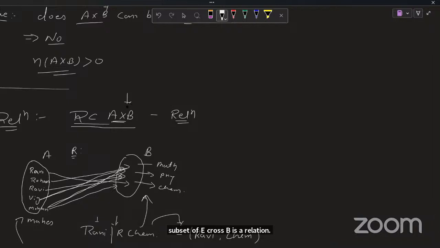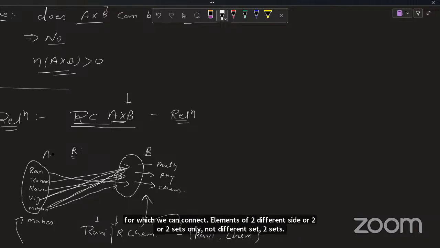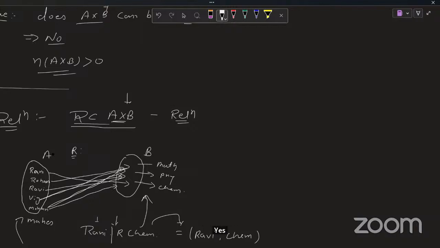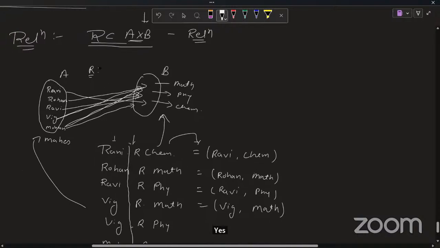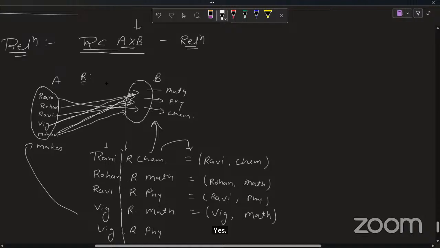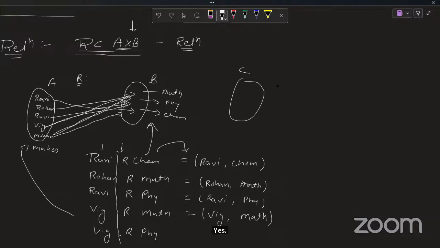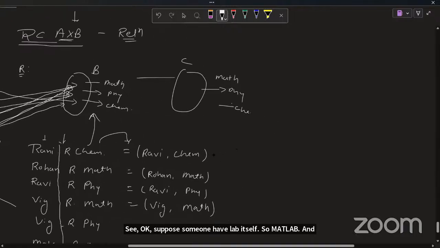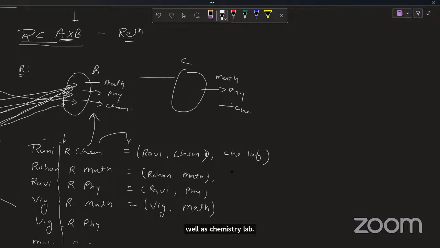Formally, a relation is a rule by which we can connect elements of two sets. No matter, they can be the same or different. There is also a possibility that in a relation we can connect another set. Suppose someone has a math lab, physics lab and chemistry lab. Suppose he can handle the chemistry lab, but he cannot handle the math lab. So here we are making connections between three sets. So this is also a relation, right?